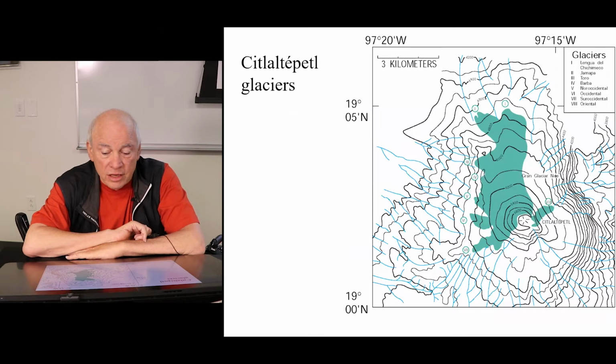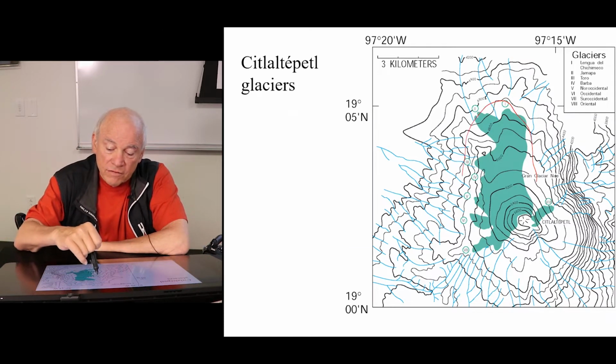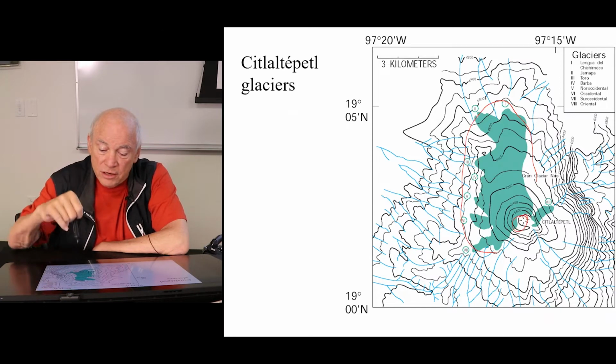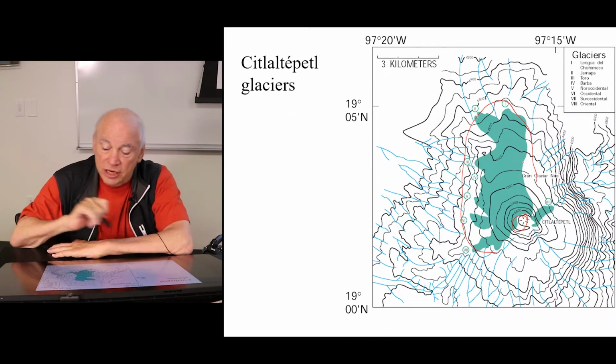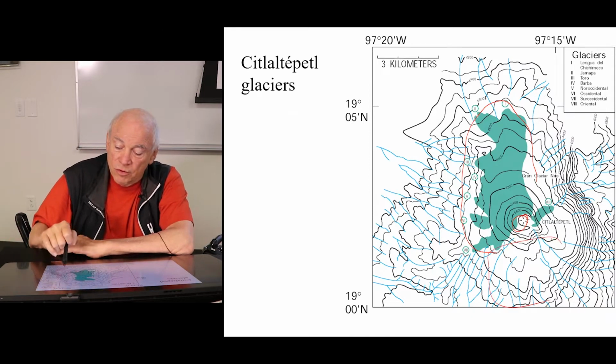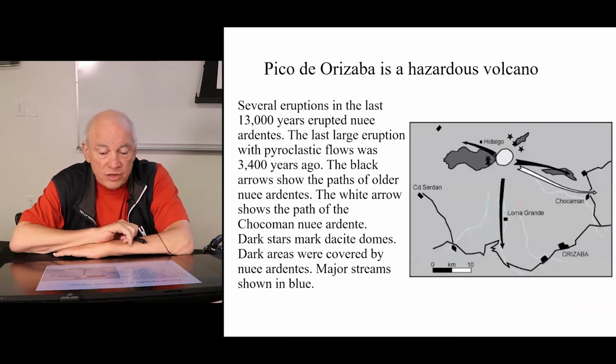And the glaciers, again, are on the north side of the volcano. Here's the summit region, and again, because the sun shines, it's warmer on the south side. The north side is where the glaciers are.